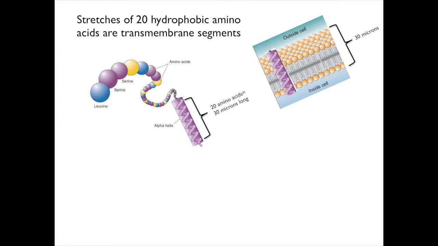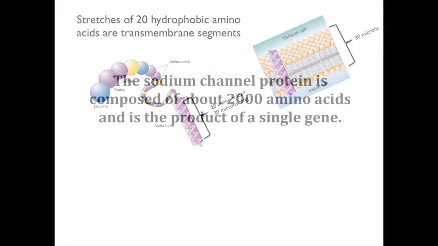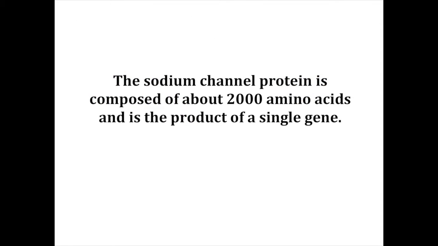Next, we consider how these features come together to show the structure of an ion channel. We turn first to the sodium channel because it was the first channel that was cloned and whose amino acid sequence was first determined. The sodium channel protein is composed of about 2,000 amino acids, and it is the product of a single gene.